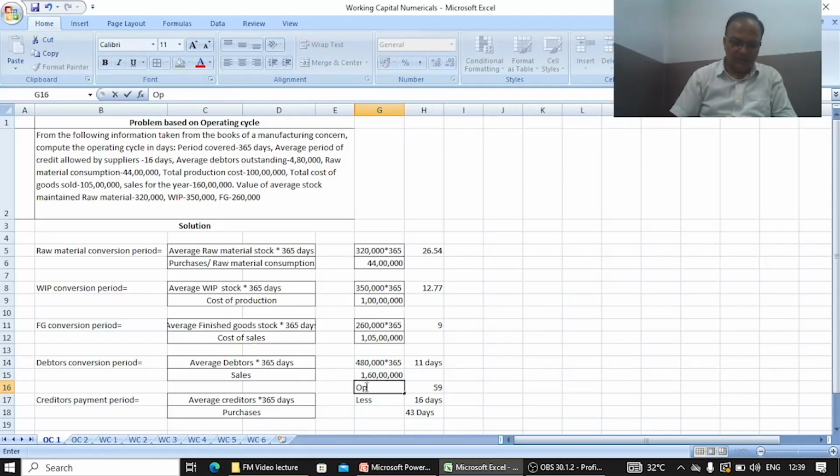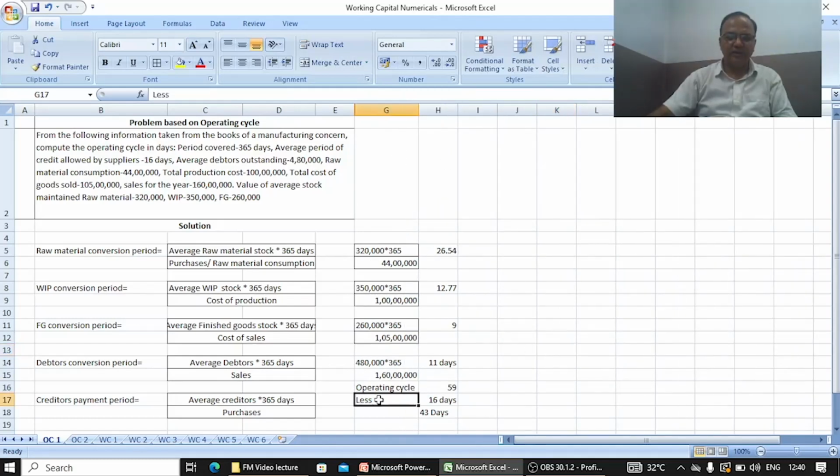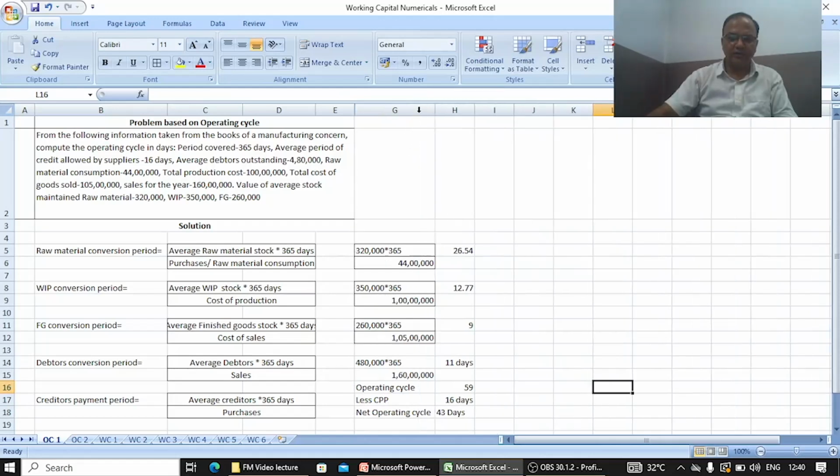Operating cycle is 59 days, less creditors payment period, is equal to net operating cycle. It will be 43 days. So the question is complete here.